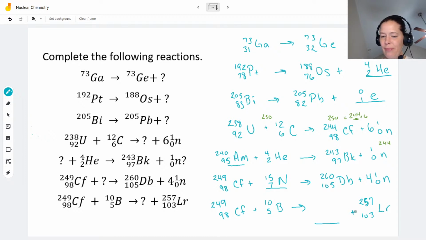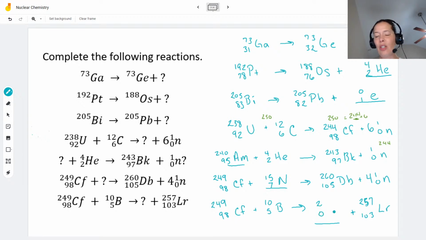Okay. So again, let's add our numbers up and make sure we get our math right. So I have 249 plus 10 is going to be 259. I already have 257 here, so that is going to be a 2. Then down here, I've got 103, and I've got 98 and 5, so that's already 103, so that is actually going to give me a 0.